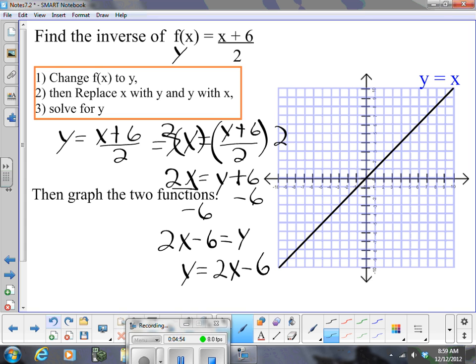If I just flip the whole thing over, I just flip the y on one side and 2x on the other. That way it reads y equals 2x minus 6. It's the same thing. These two things are the same.